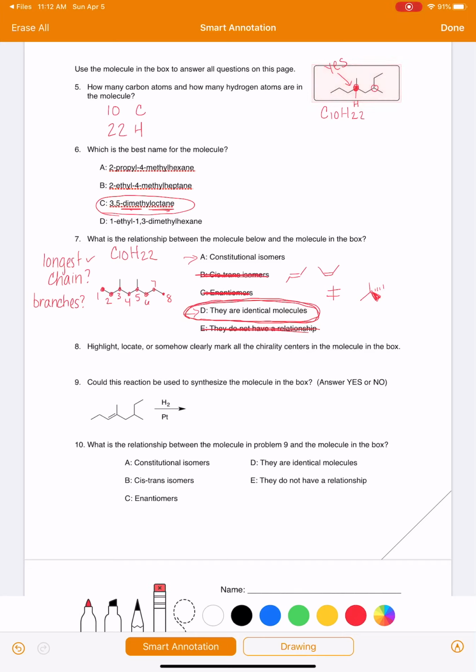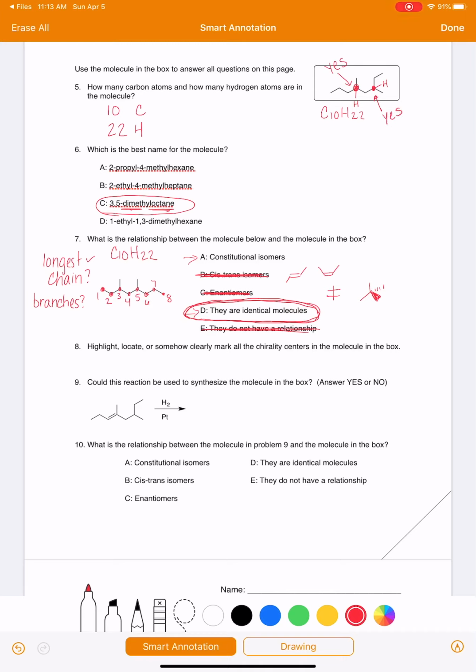Now let's look at our other one. That carbon has a hydrogen. It has a 2 carbon branch, a 1 carbon branch, and then all the rest of this molecule out here. Those are 4 different things. So it also is chiral. So both of those carbons are chiral.